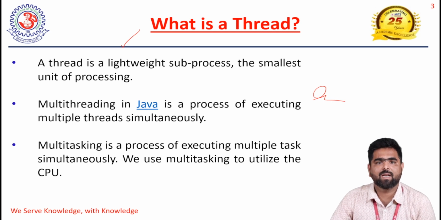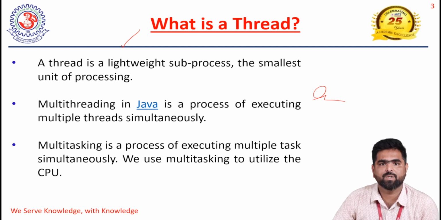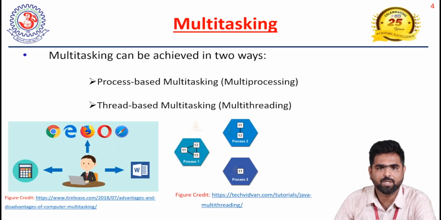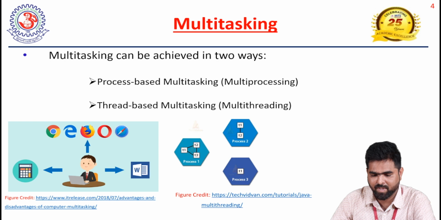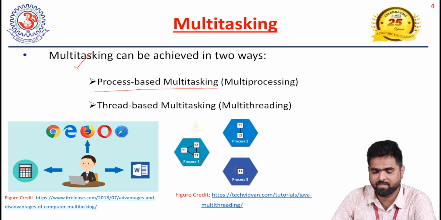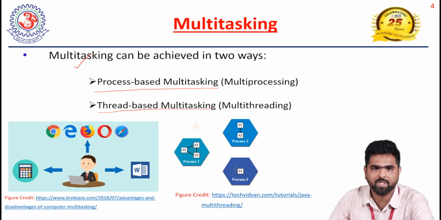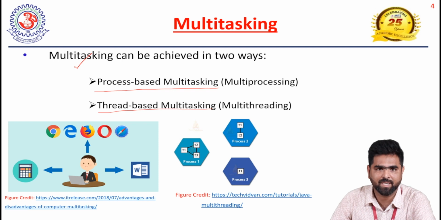A thread is a lightweight subprocess or smaller unit of processing. If you are executing multiple threads, then we can call it multi-threading. As I told you, multitasking is nothing but executing multiple tasks parallelly. This can be achieved in two different ways. The first one is process-based multitasking and the second one is thread-based multitasking. First, we need to understand the difference between process-based and thread-based multitasking.